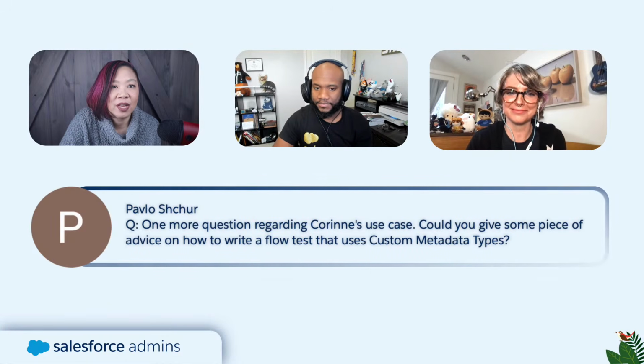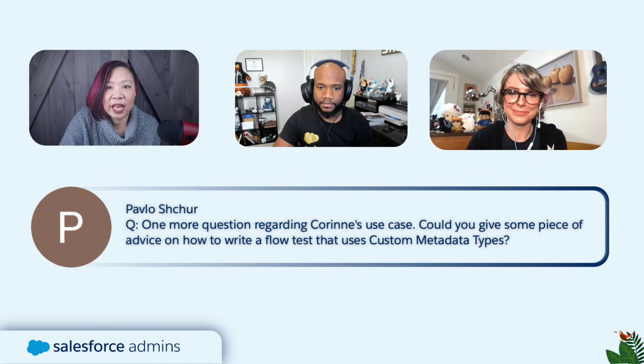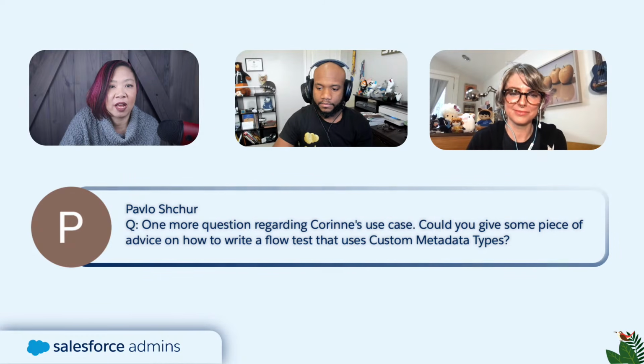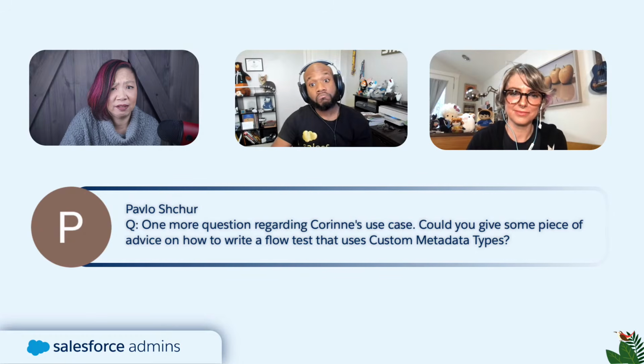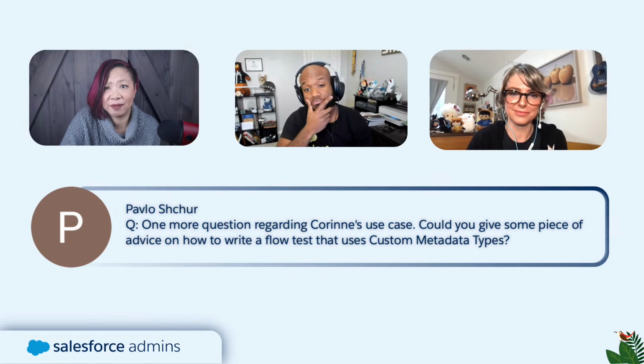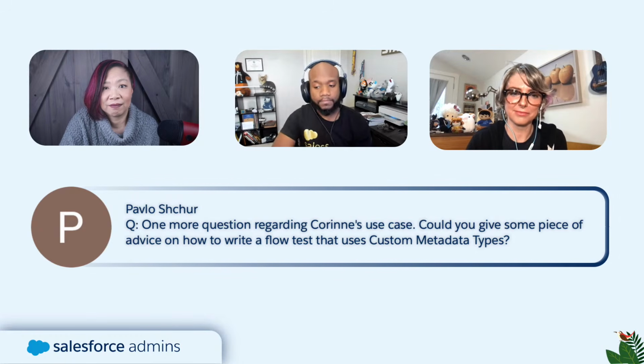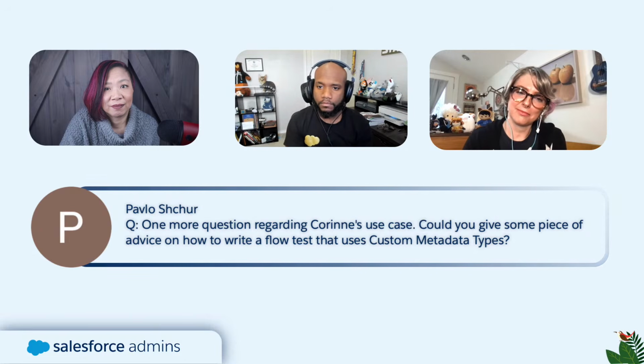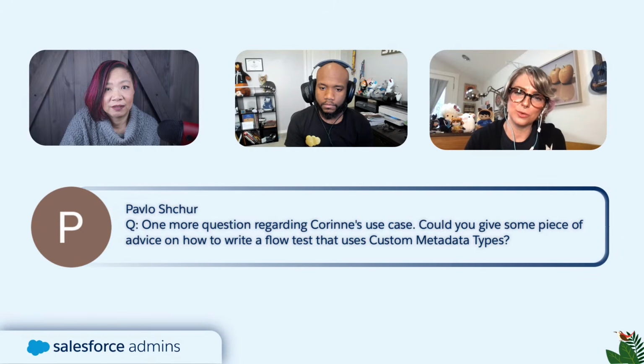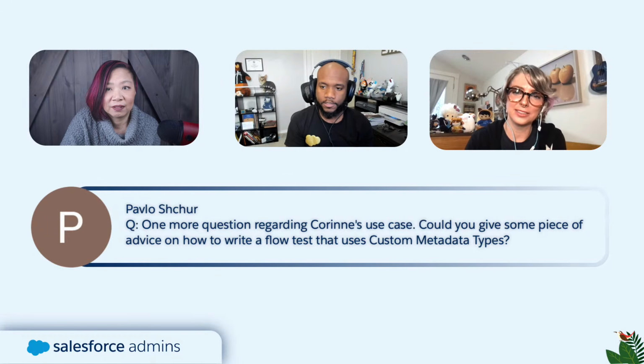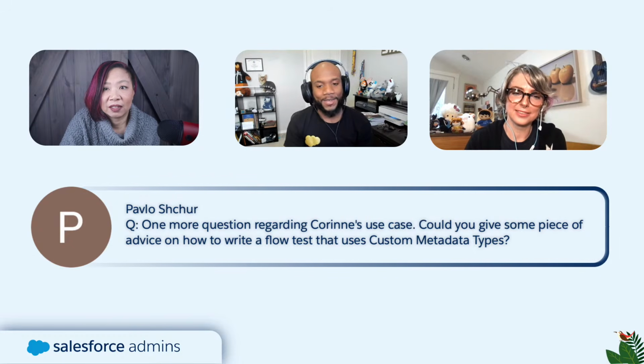All right, one more question. Another question from Pablo is, can you give some piece of advice on how to write a flow test that uses custom metadata type? You got me stumped on that one. I'm not sure. I'm going to punt that one to my colleagues here. I was going to say I can't help you out too much either.